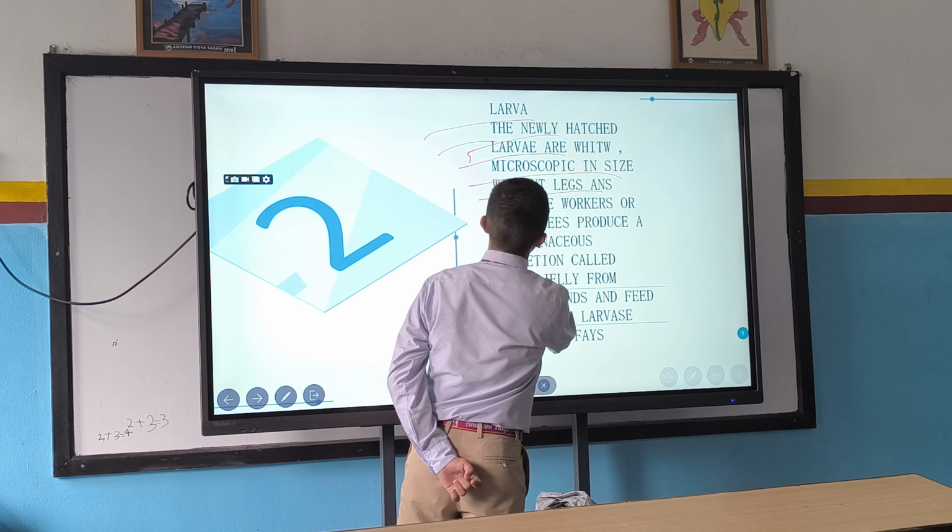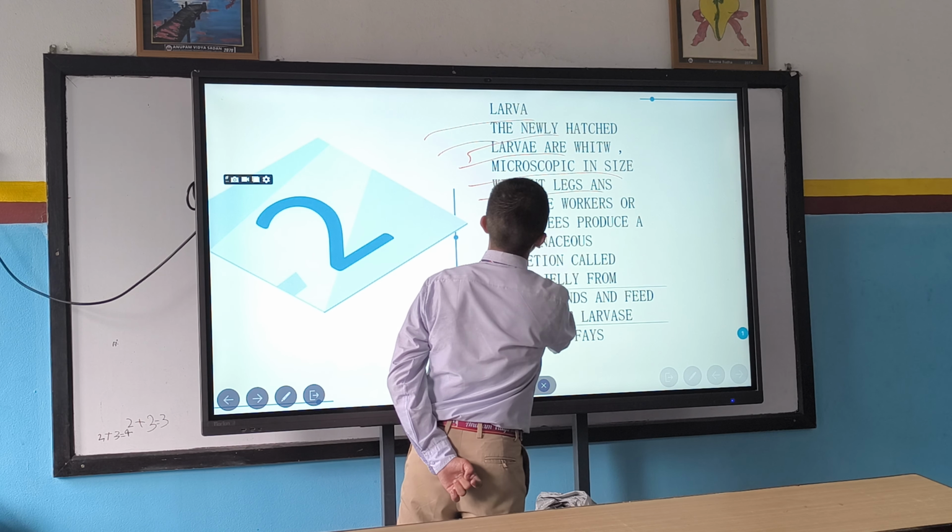After 3 days, the eggs are hatched into larvae. The worker or nurse bees produce a proteinous secretion called royal jelly from their glands and feed it to the larvae for their first 2-3 days.